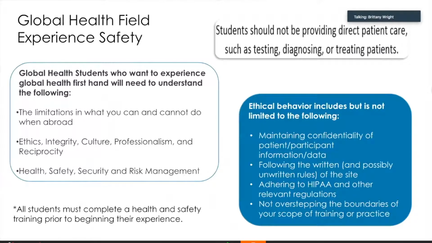And understanding that when you're on site, you're representing UC San Diego and you really need to be on your best behavior. It's important that you maintain confidentiality of the patients that you're working with and follow the rules of the site and your supervisor, and don't overstep your boundaries. Just see what your supervisor and yourself are comfortable with allowing.